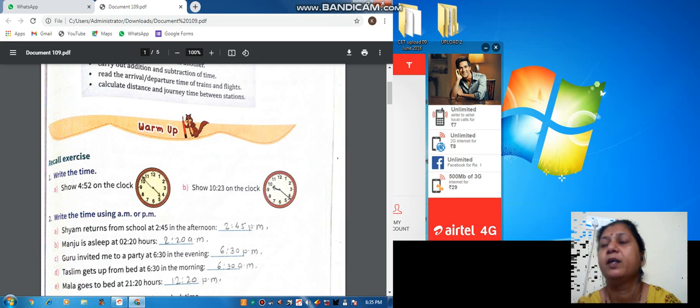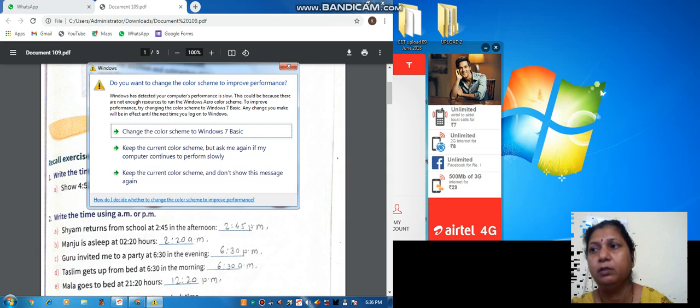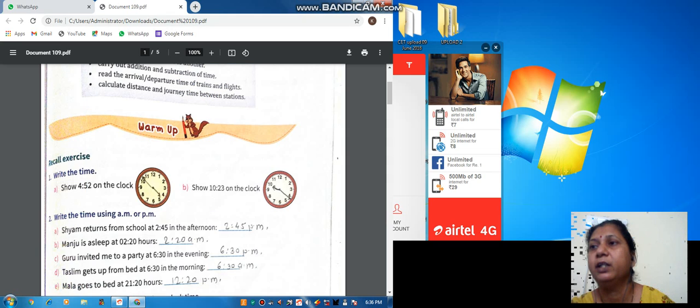Okay, next here, show the time 10:23. That means the time is here, the hour hand is on 10, and 23 means 4 fives are 20. So the minute hand should be on 4 for 20, and for 23, after 4 there are 3 small lines to count, and on the third line there should be the minute hand. It indicates 10:23. Get it, everyone?